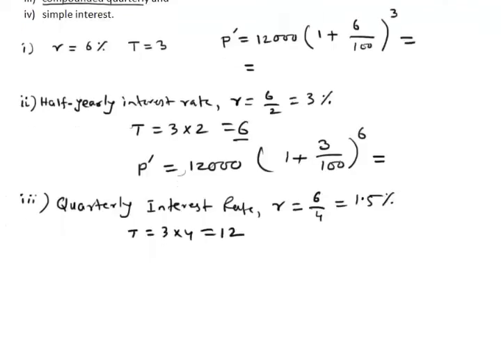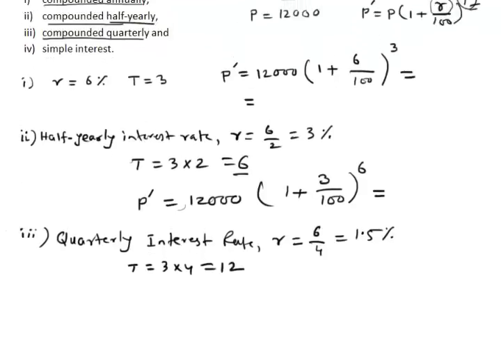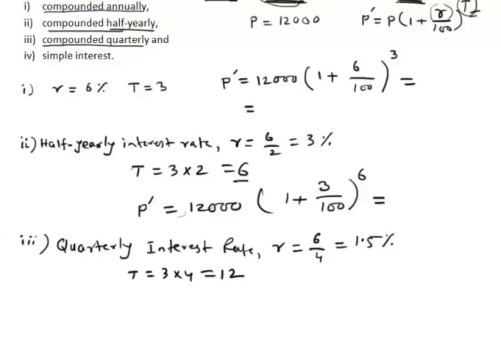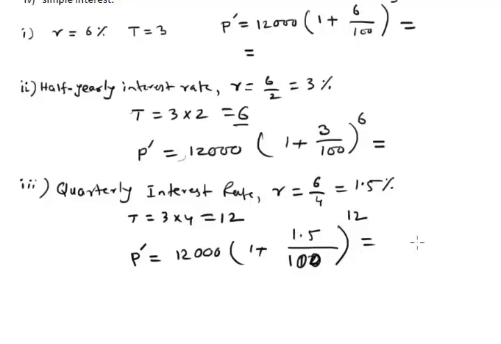So if we write the compound interest formula, using this formula, the final amount in this case will be initial amount 12,000, 1 plus interest rate, here 1.5% per quarter, divided by 100, to the power, there are 12 quarters. So we need to find this value.